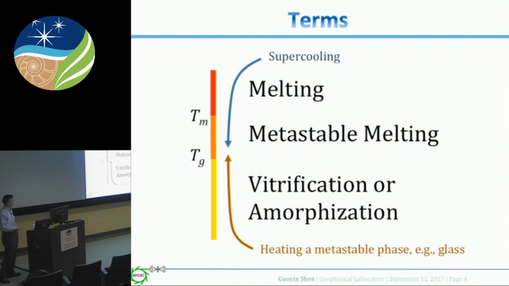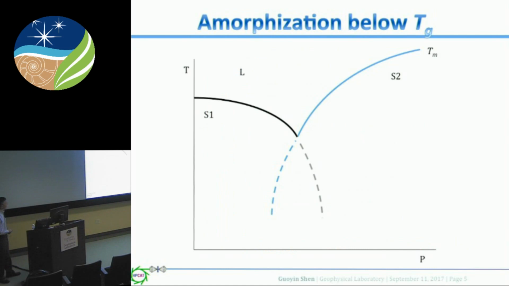So it's not new. The question is really, let's say, when we add pressure, we have a melting curve like this for solid 1 and a melting curve like this for solid 2. This is the extension of these melting curves. And let's assume that there's a glass transition temperature like that. Then for amorphization below the glass transition temperature, it's actually been well studied.